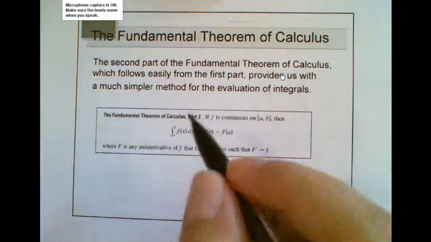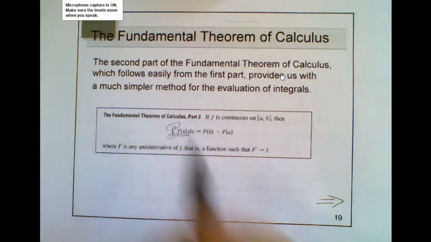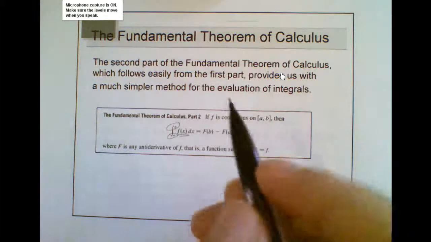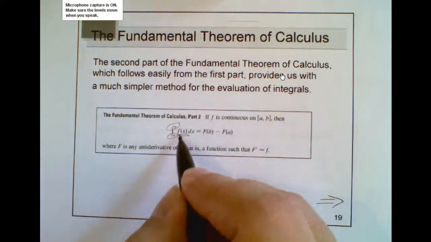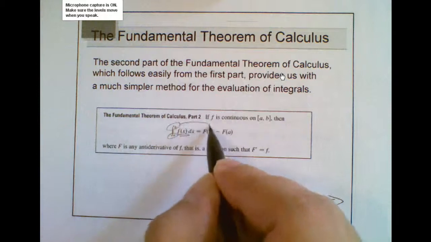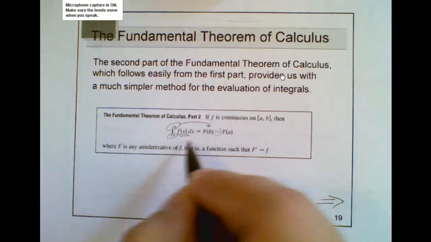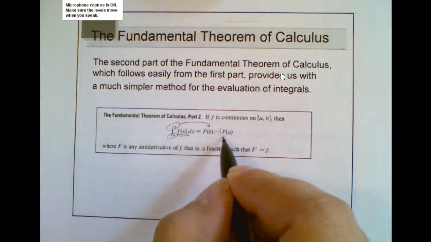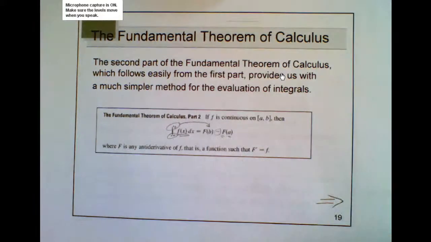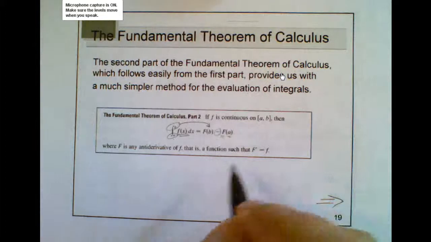So what it says is, if I'm trying to find the area under f between a and b, the only thing I have to do is find an antiderivative of f and evaluate the antiderivative of f at b and subtract it by the antiderivative evaluated at a. Now, you do have to respect the order in which this appears.